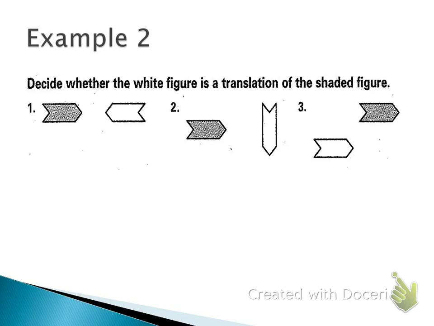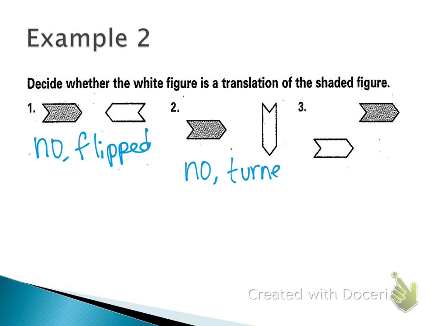All right, do we think number 1 is a translation? No. Why not? It flipped. So this one is no because it flipped. What about number 2? It turned and it also stretched or changed size or shape. So turned and stretched, or just turned. Either way, it's a no. What about number 3? Yes, all they did was slide it over. So that is a translation.